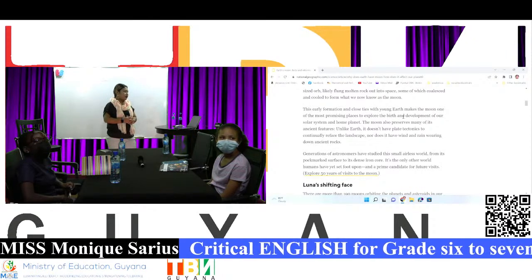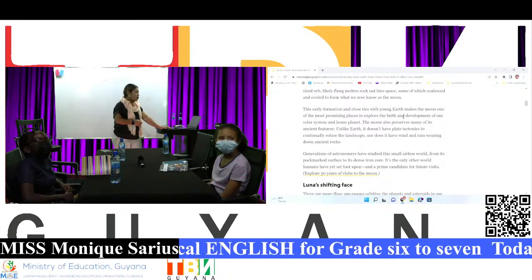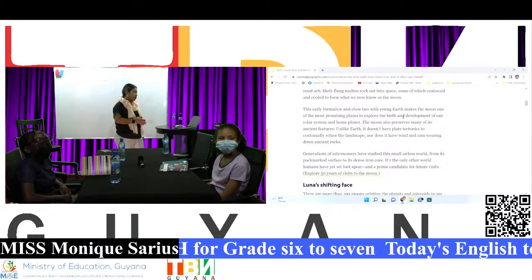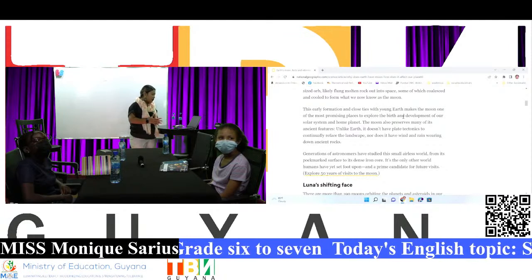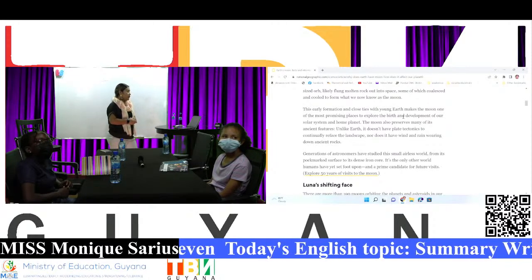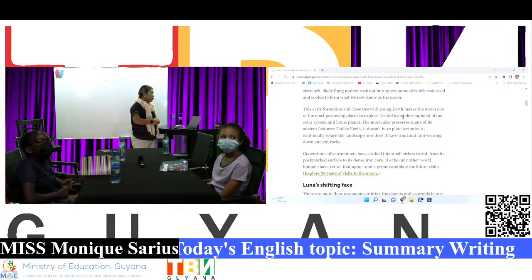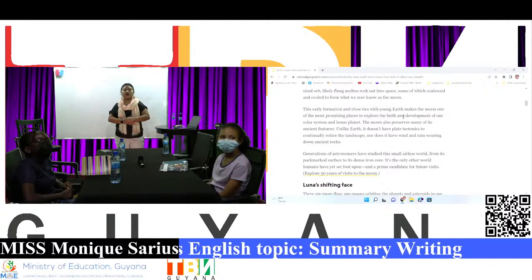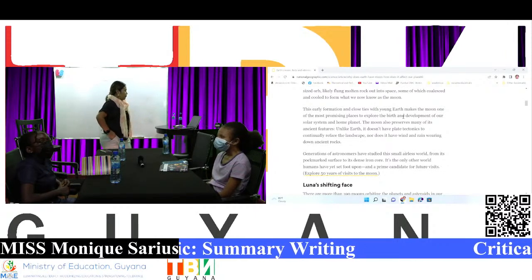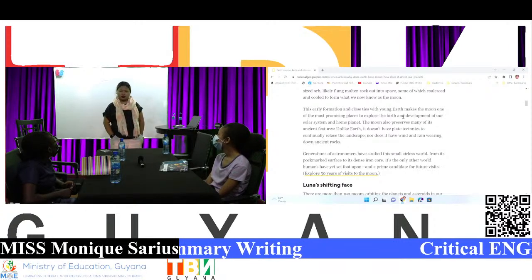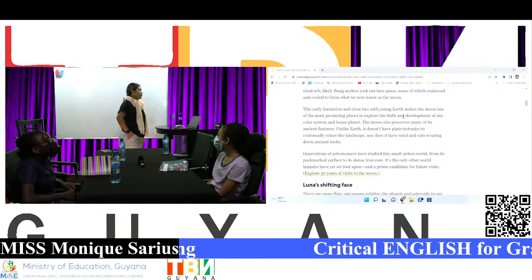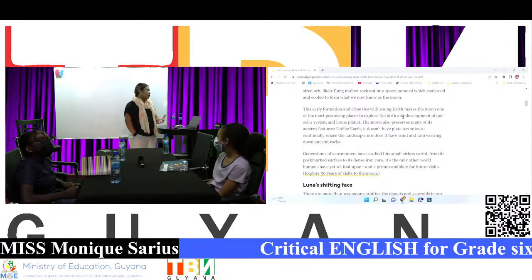This early formation and close ties with young Earth makes the moon one of the most promising places to explore the birth and development of our solar system and home planet. The moon also preserves many of its ancient features. Unlike Earth, it doesn't have plate tectonics to continually reface the landscape, nor does it have wind and rain wearing down ancient rocks. So which part of this paragraph do we not want to keep? Which is too fluffy? Which is too much detail? When they say unlike Earth, should we put all of that there? No, it doesn't relate to the moon. It's talking about what Earth is doing. So the early formation and the close ties with Earth, one of the promising places, blah, blah, blah.